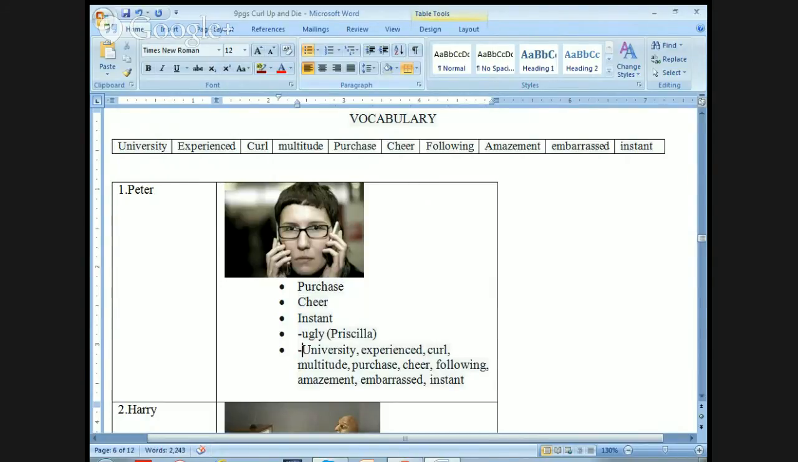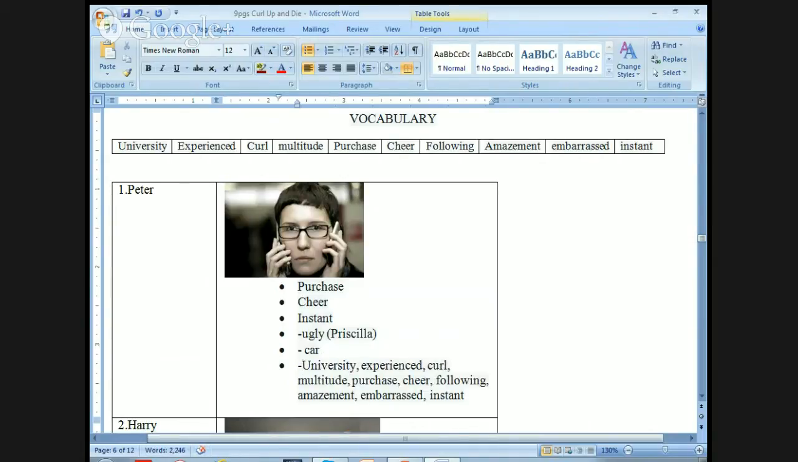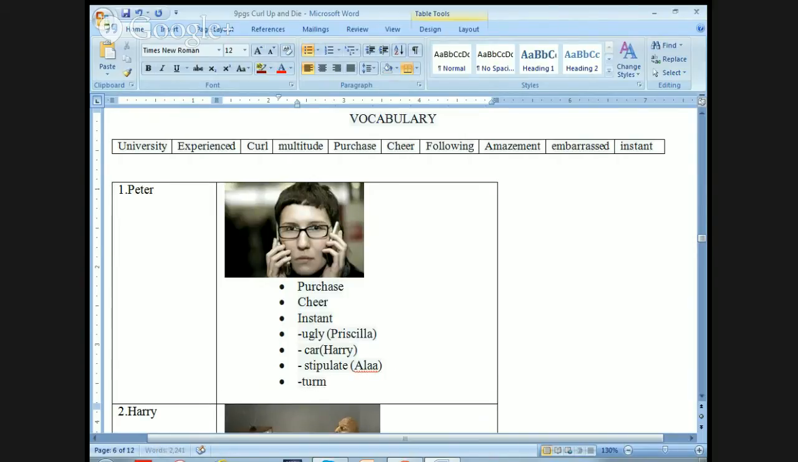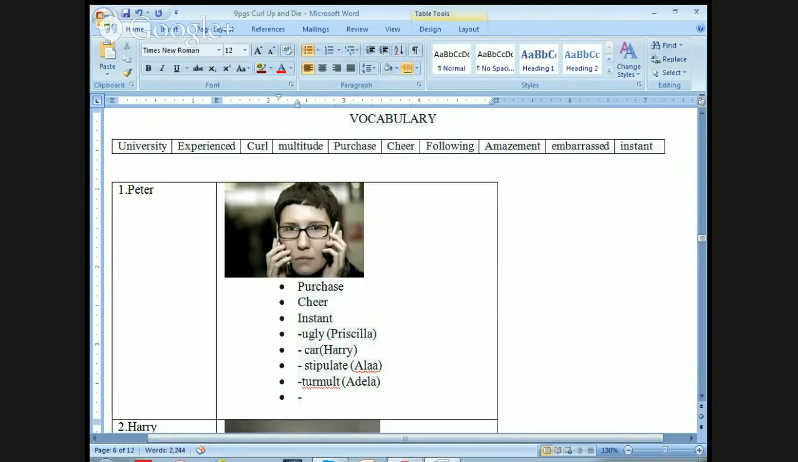Okay. Harry, what word would you like to give? Car. Car? As in automobile car? Yes. Okay. All right. Alaa, what word would you like to give? Stipulate. Ooh, stipulate. Wonderful. Adele, what word would you like to give? Promote. Wow, I'm glad I didn't get those words. Okay, this is tumult. Ali, what word would you like to give?